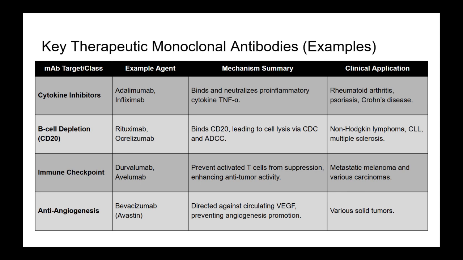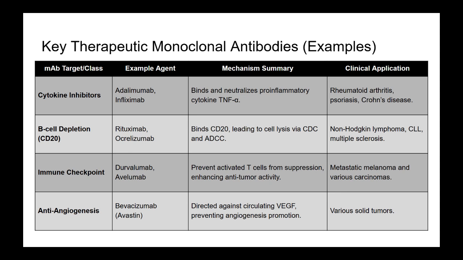Anti-angiogenesis agents, exemplified by bevacizumab, target the circulating vascular endothelial growth factor. By inhibiting this factor, these agents prevent the formation of new blood vessels within tumors, a process known as angiogenesis. This strategy is used in treating a variety of solid tumors.